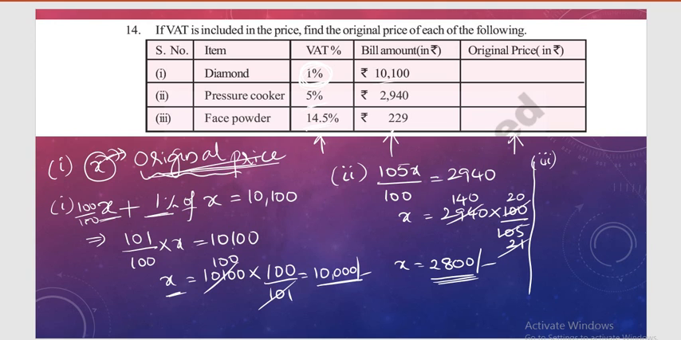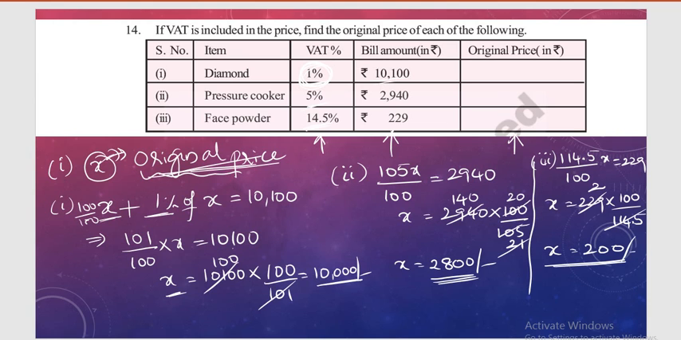The same way for question number 3. How much is the VAT? 14.5%. So for 100 add 14.5, it becomes 114.5 divided by 100 into x is equal to 229. So from this x is equal to 229 into 100 divided by 114.5. Clearly 114.5 cancels this exactly 2 times. So x is equal to 200 rupees. So the cost is 200 rupees, but because of this 14.5% VAT, it has increased to 229 rupees.